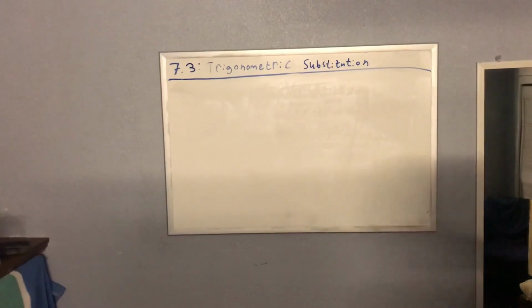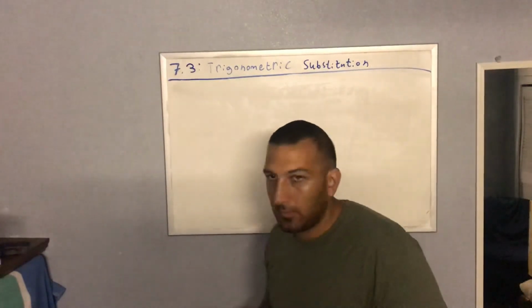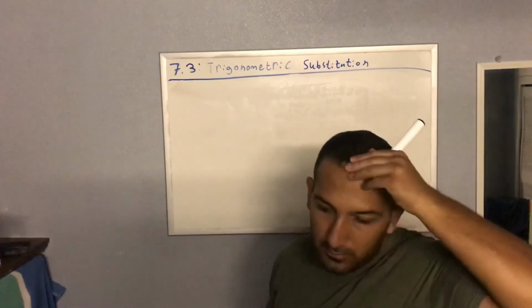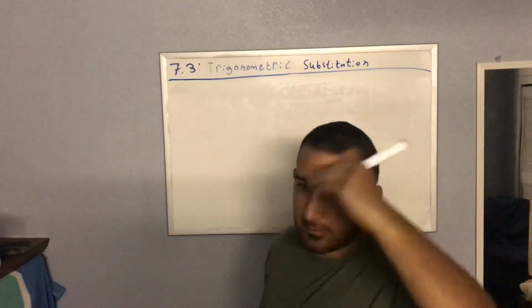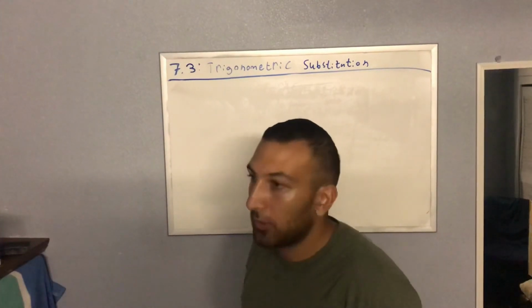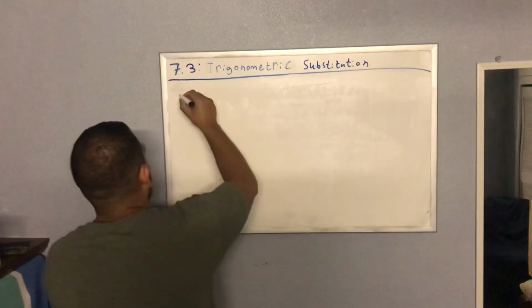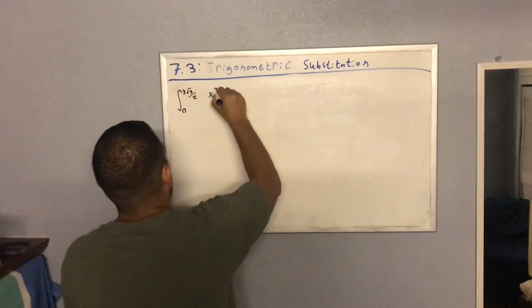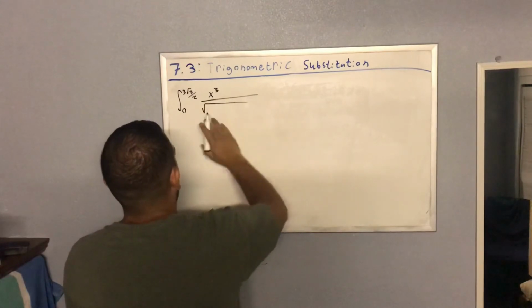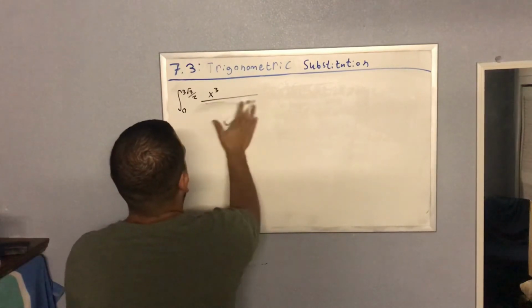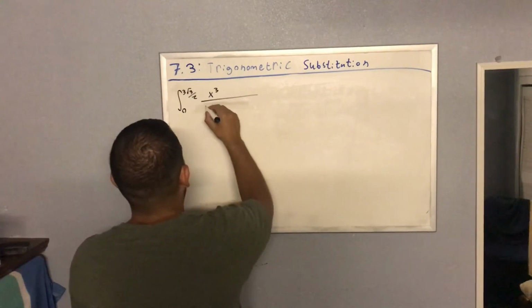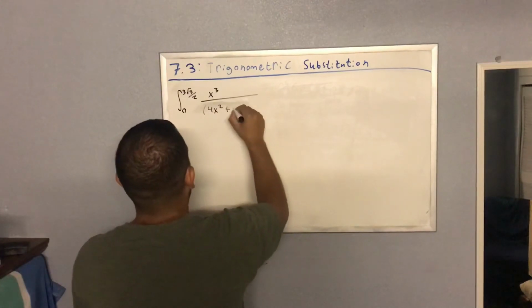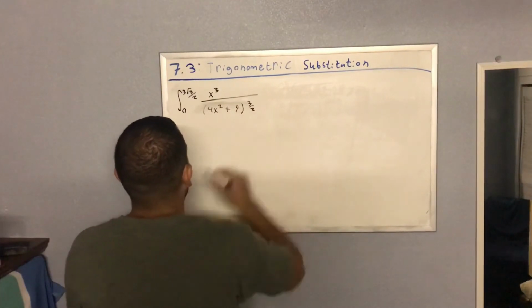Okay, and now let's do one more example with the tangent substitution. So now we'll have a definite integral. Or sorry, not. We have 4x squared plus 9 to the 3 halves.